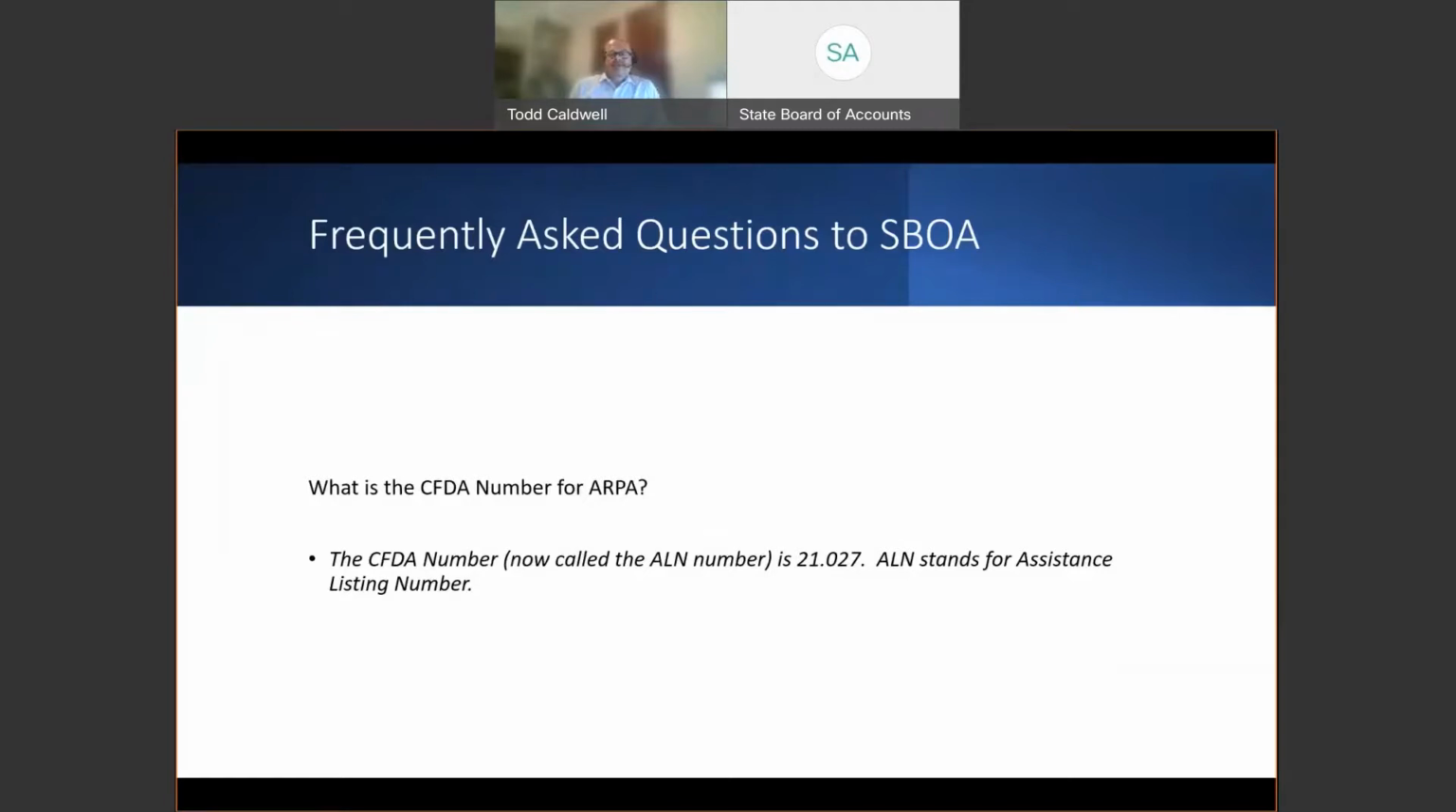A lot of people have wondered what the CFAA number for ARPA is. It is 21.027. But as we talked about at the fall district meeting, I think, that number, or that name or acronym, is changing. It's not going to be CFAA number anymore. It's going to be ALN number. And ALN stands for Assistance Listing Number. So the number's staying the same, just what the feds call it and what it'll be referred to in the annual report going forward. And on your schedule of federal expenditures is going to be the ALN number.